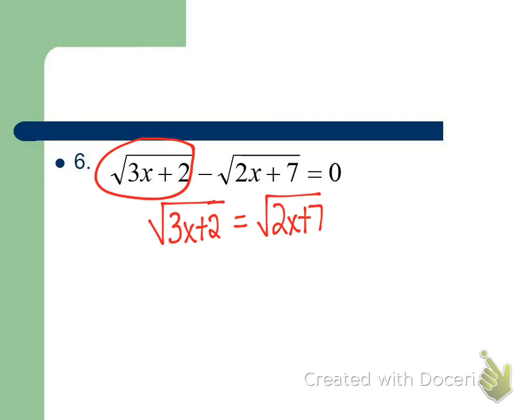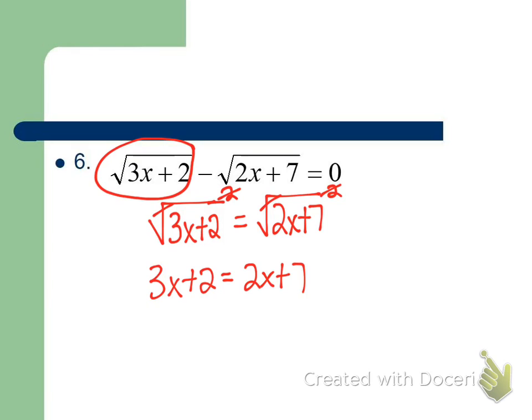Now what do you think we need to do? Square both sides. We need to get rid of those radicals. So we square both sides. Then both of our radicals are going to go away. So what are we left with? 3x plus 2 equals 2x plus 7.